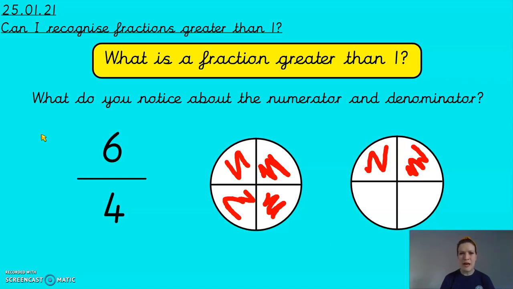Okay, smashing, well done. So you will notice that my denominator is smaller than the numerator. And whilst we were looking at fractions last week, all of our fractions, our numerator was smaller than our denominator. Now this is still a fraction, and this is called an improper fraction. And you'll go into more detail about that when you move into year 5. But today we are just going to recognise fractions greater than 1 and what that means.